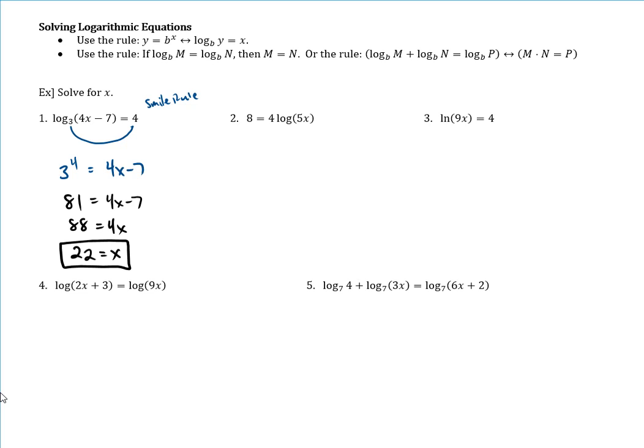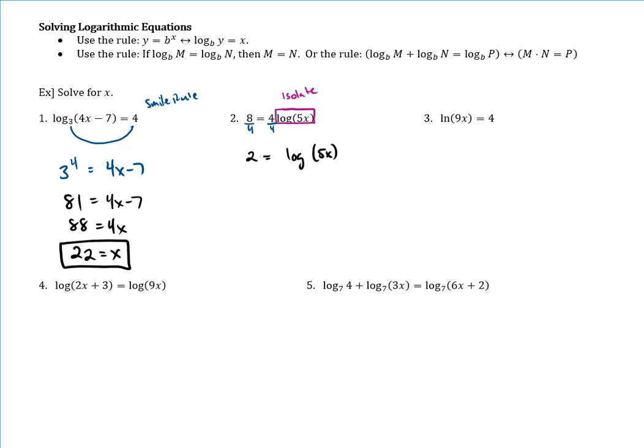Okay, so moving on to number 2. Here we've got this log. However, it's not completely by itself like it was for number 1. So when you have these style problems, before I apply the smile rule, I need to make sure that this is isolated. So the log needs to be by itself, which is not that big of a deal. All I have to do is divide by 4 to make that happen. So I'd have 2 is equal to log of 5x.